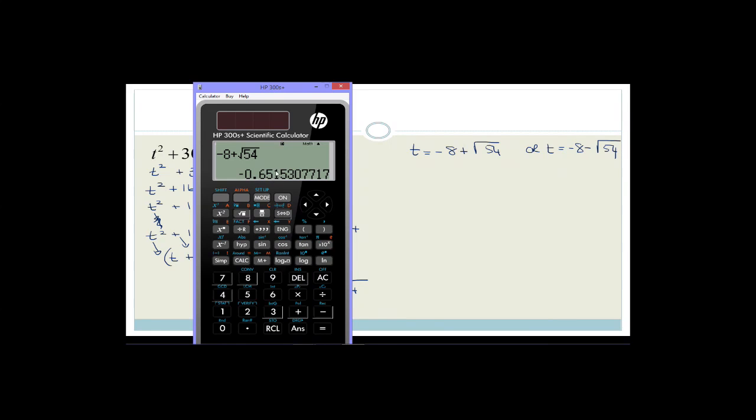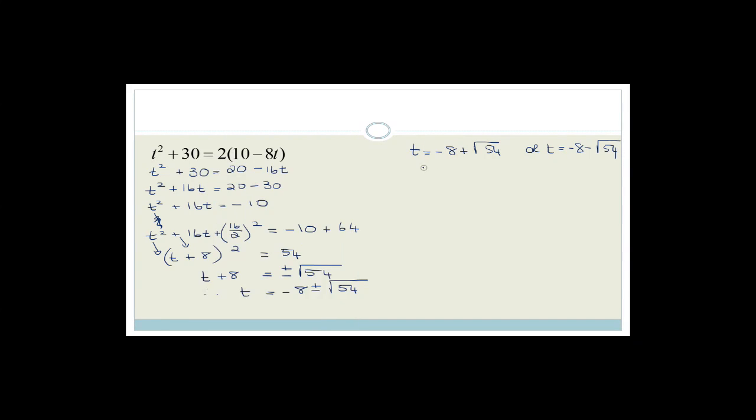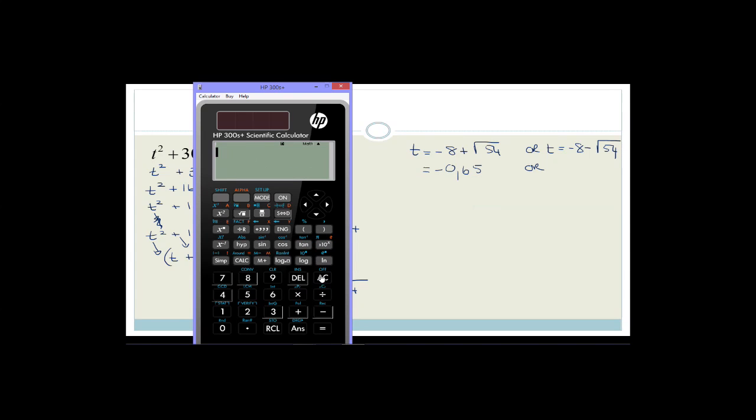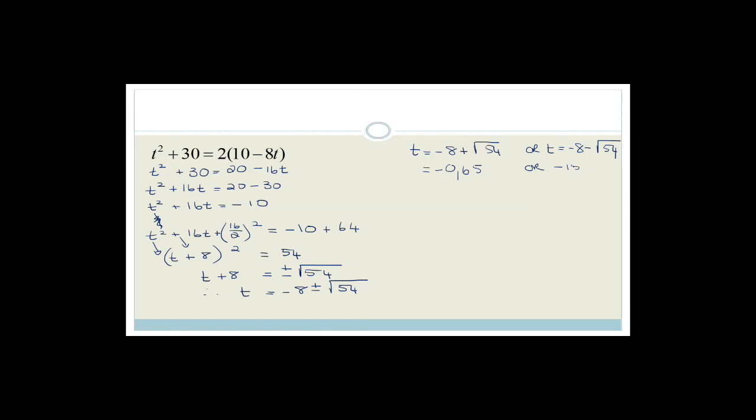minus 0.651. You always look at this third term, and that's a 1. So that is less than 5. So it's minus 0.65. You just round down. So that's equal to minus 0.65. Or, let's get a calculator out again. Okay, this becomes minus 8 minus the square root of 54 equals minus 15.348. So we look at this 8 and we see that 8 is bigger than 5, so it rounds that number up, so it becomes minus 15.35. There we go.